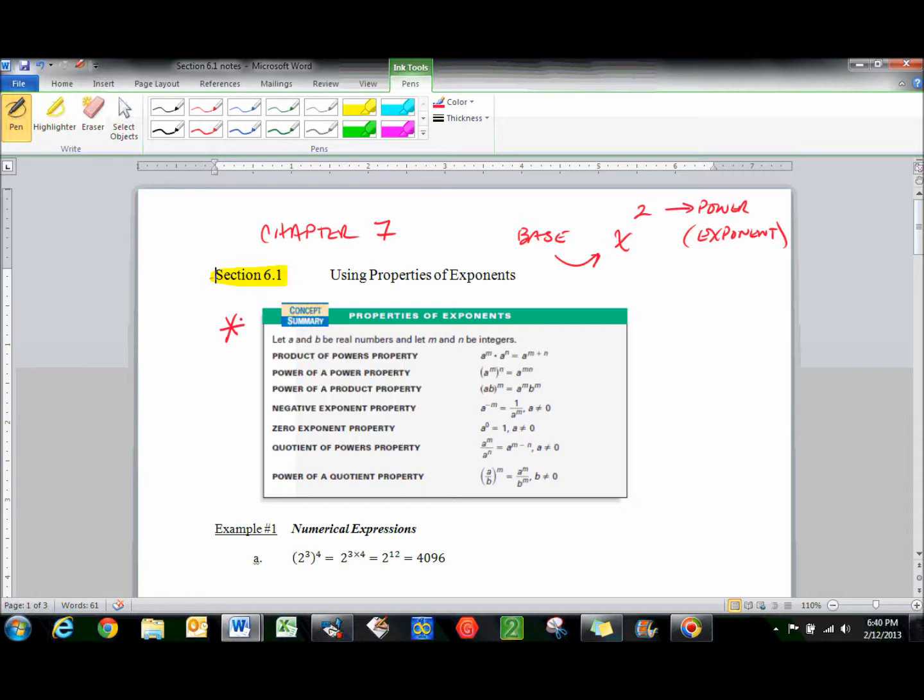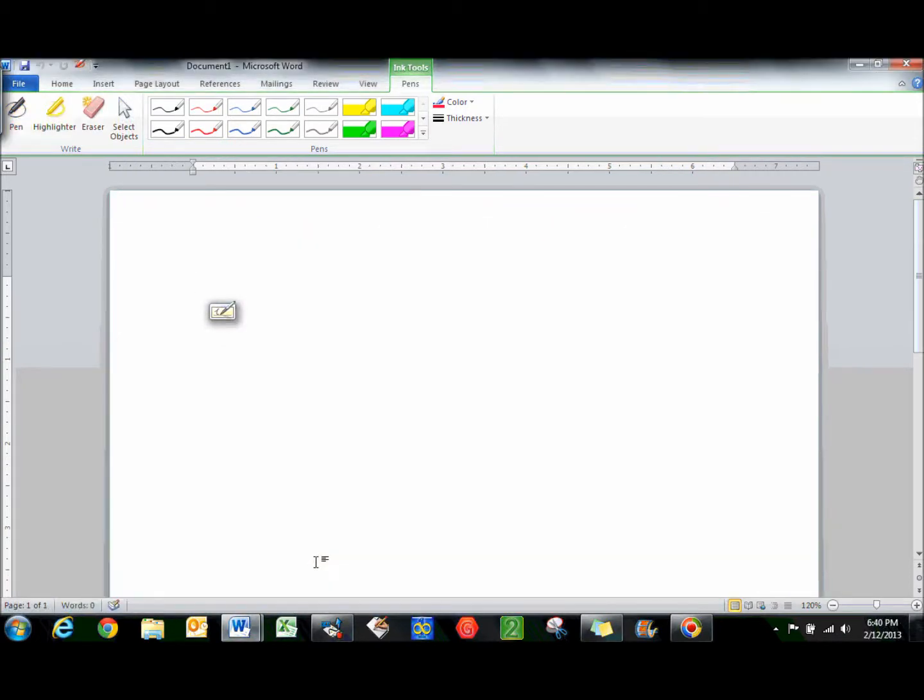I'll start with the first one, and we notice it's called the product of powers property, and this is the one that most students are most familiar with because it gives you two exponent problems that have the same base and they're being multiplied to each other. So let's just take a look at how that would work. If we're looking at this, I could have a problem that is numerical in nature, and what we mean by this is that it has a numerical base. So say we have 2 to the third power times 2 to the fourth power.